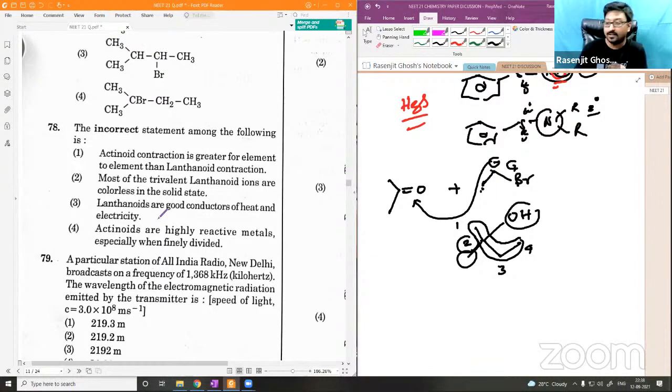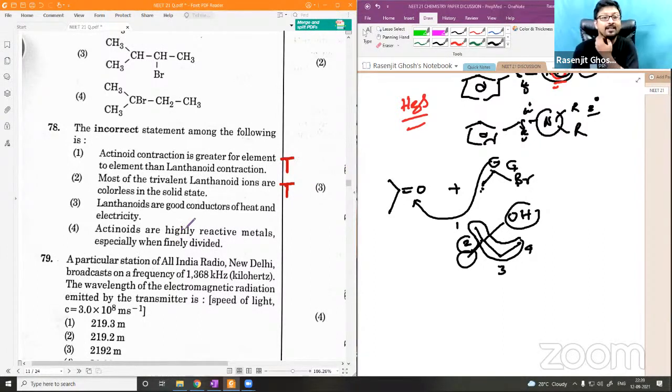The incorrect statement among the following is: number 1, contraction is greater for the element than lanthanide contraction. Number 2, most of the trivalent lanthanide ions are colorless in the solution. Yes, this is a correct statement. Trivalent lanthanide ions are colorless in the solid state. Acha. And actinide contraction is also greater than lanthanide contraction.